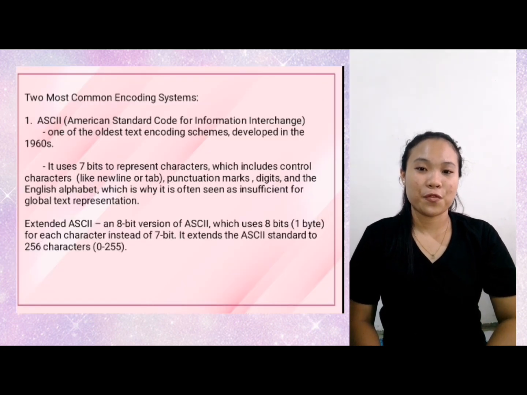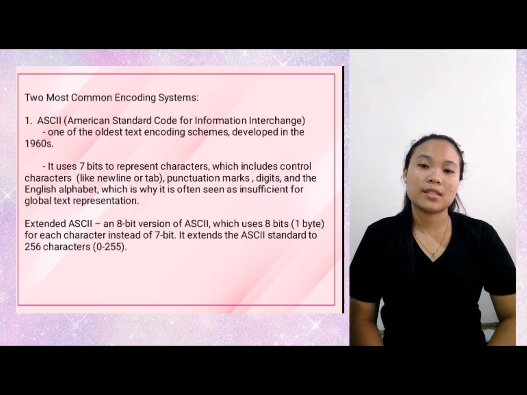There are two most common encoding systems. First, ASCII stands for American Standard Code for Information Interchange. ASCII has 7-bit or 8-bit encoding, only supports English characters and a limited set of symbols, and was primarily designed for early American text processing and data transmission.